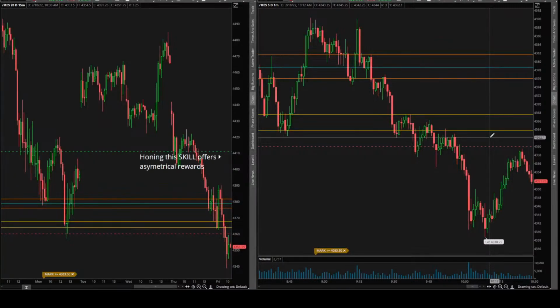Was probably a little bit too rigid on that one. Shorten it here. I didn't want to give 10 points of risk. All right, let's try this guy here.